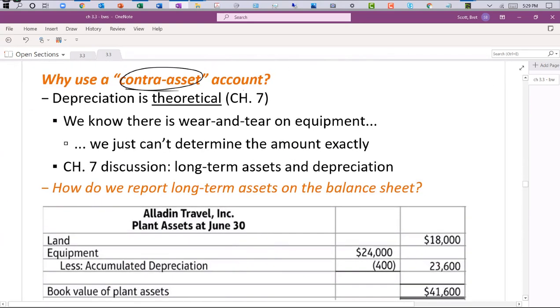Why use a contra asset account? Well, realize that the contra account represents the theoretical wear and tear over time. So this accumulated depreciation account, we'll put $400 in it for the month of June, and maybe in July we'll do the same thing, and so on and so forth each month. That just represents the theoretical amount of value that we have lost from wear and tear.